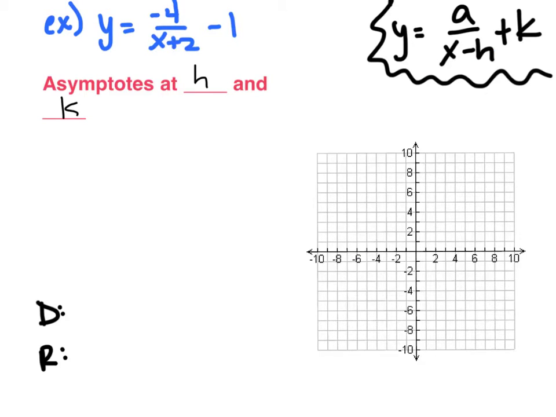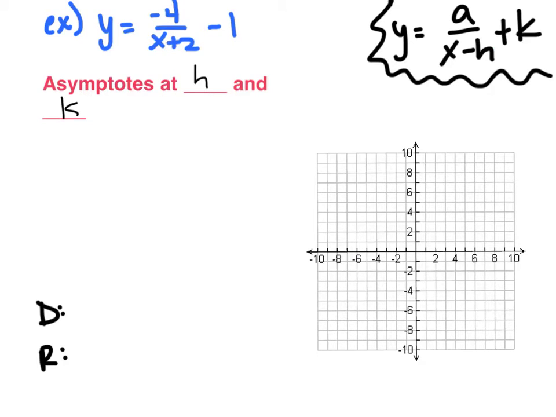And if you think about the last example, whenever you just have a number over x, h would have been 0. So the asymptote was at 0. And then the k, if there was no number being added or subtracted on the outside, the k was also 0.